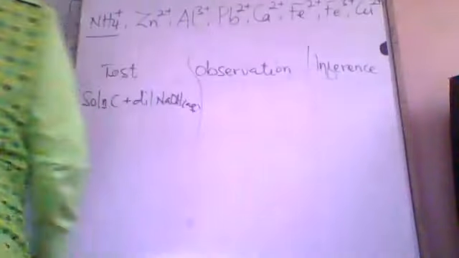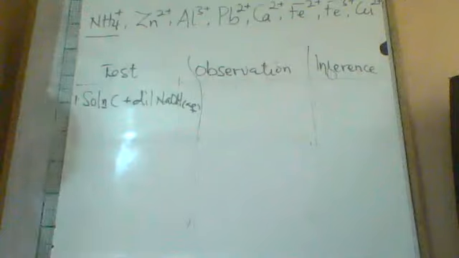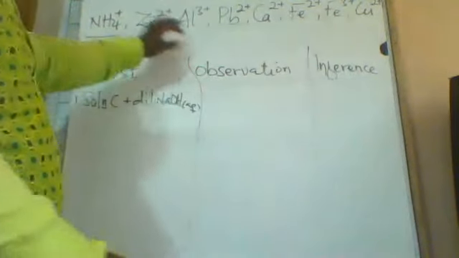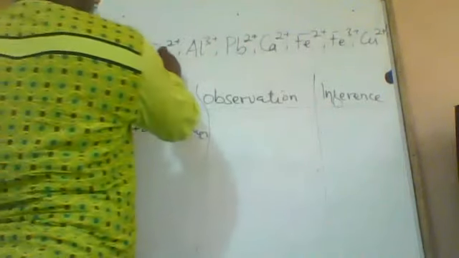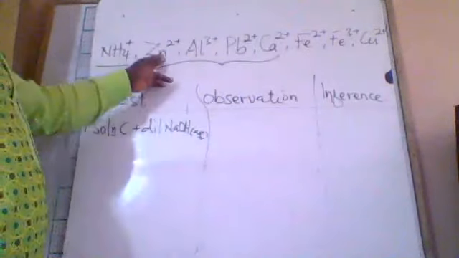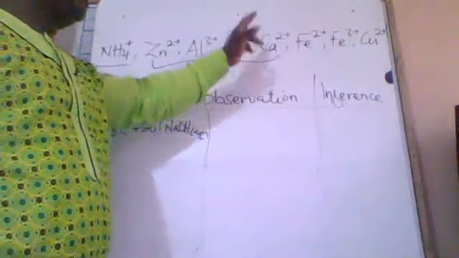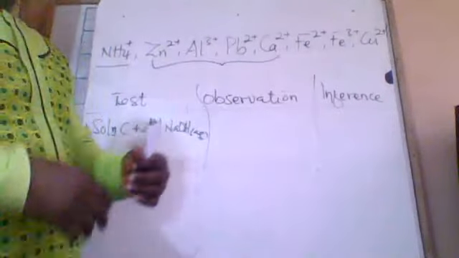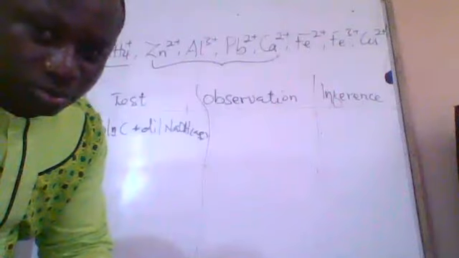Now, the next four ions among the cations seem to be difficult, but they are not. Among the cations, these four, Zn2+, Al3+, Pb2+, Ca2+. They seem to be confusing, but they are not.